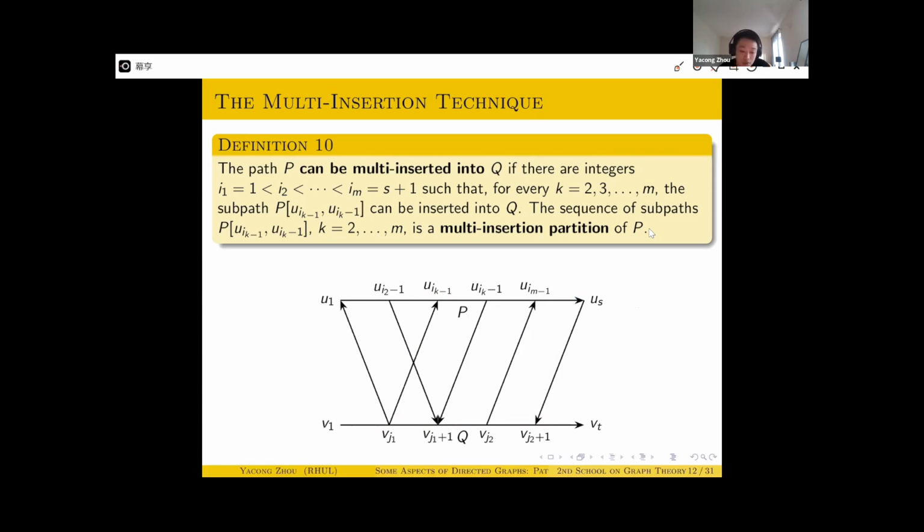Therefore, the main problem we need to figure out is what we should do if two subpaths can only be inserted into the same arc, like what has been shown in the figure here. This subpath and this subpath can only be inserted into this arc here. What should we do if we want to find the required path that visits all the vertices in P and Q? I may give you 10 seconds to think about it, because it's really obvious.